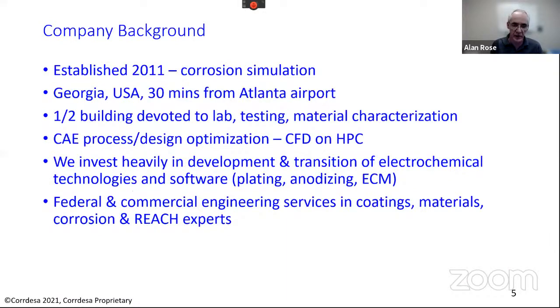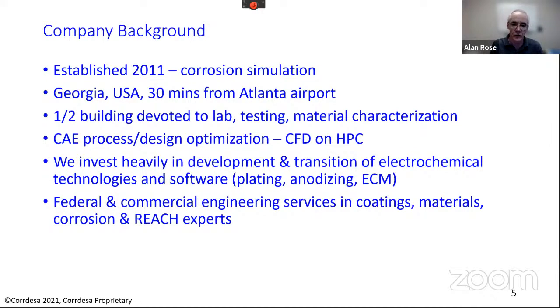Well, as a company in background, we're very much involved in corrosion simulation. We've been established for nearly 10 years. It's our birthday next month. We're in Georgia, USA, not far from the airport. About half of our building is dedicated to testing and gathering of material information, material characterization. The other half, we do engineering, design, optimization.